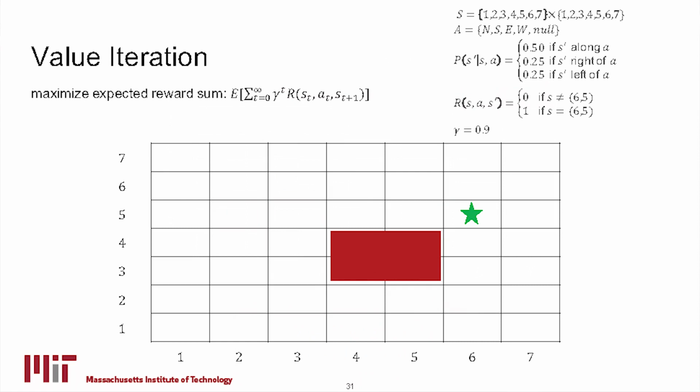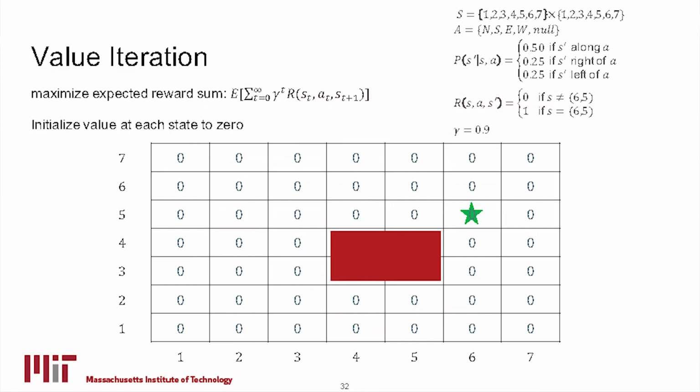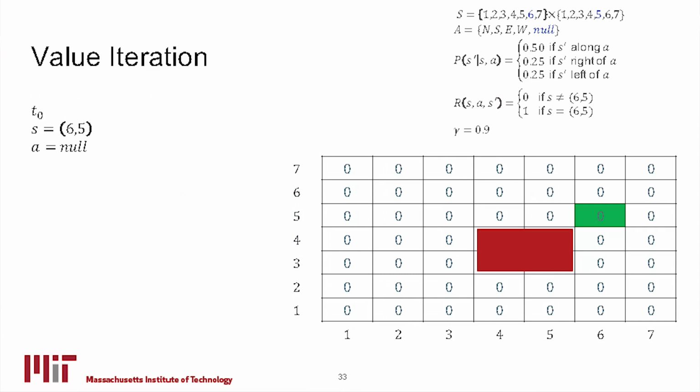So let's take the same example we had. We still want to maximize the expected reward. And so to start, we're going to initialize the values of each state to 0. Now, let's, for example, start at T0. We're going to focus on state 6.5, and we're going to say that we're going to take the null action to start with.